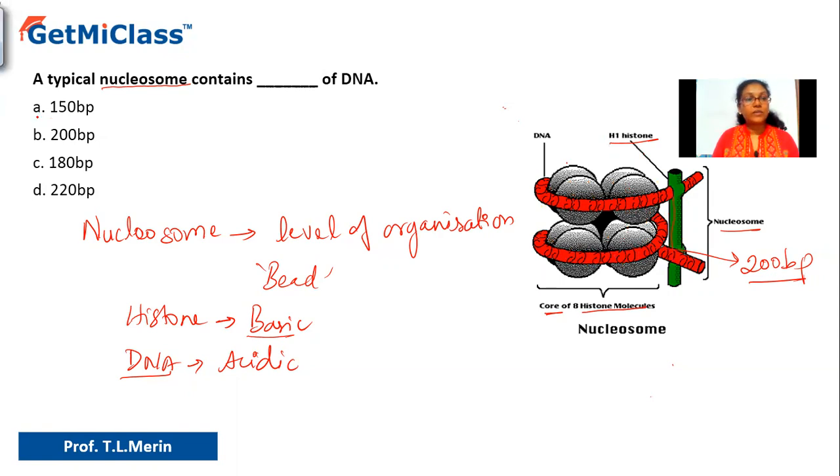So let us see. Option A says 150 base pairs. No, it becomes very less according to the size of the histone protein. Then option B says 200 base pairs, so that is correct. Option C says 180, again which is slightly less. Option D says 220, which is slightly more. So which is the correct answer? The correct answer is option B, that is 200 base pairs.